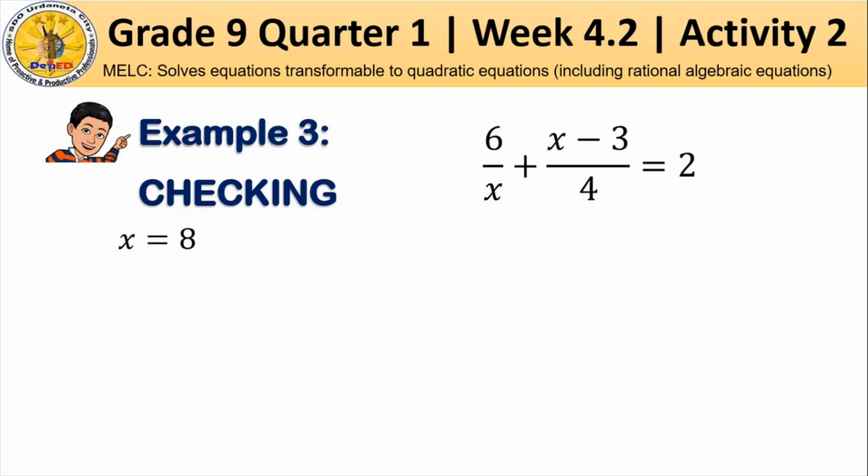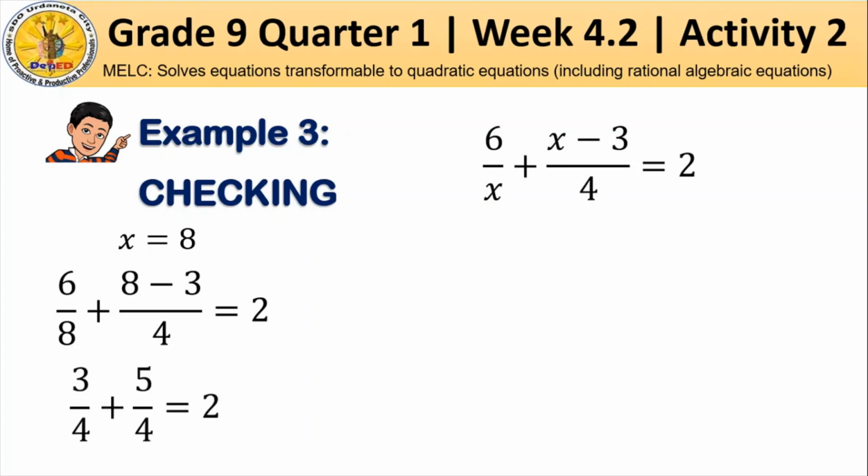When x is equal to 8, we have 6 over 8 plus 8 minus 3 all over 4 is equal to 2. 6 over 8 is the same as 3/4. 8 minus 3 all over 4 is 5/4. That is equal to 2.